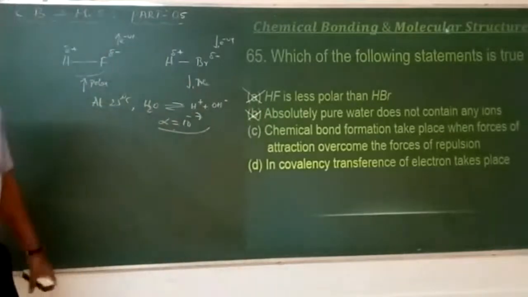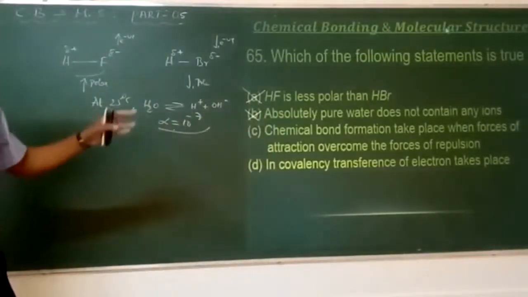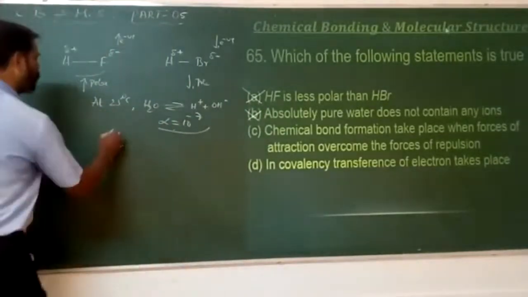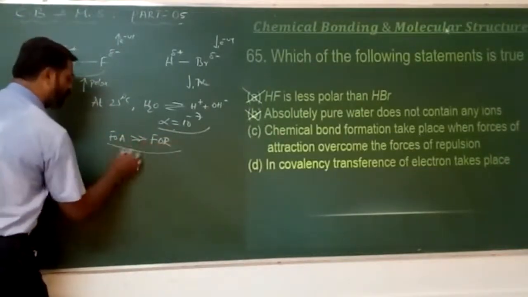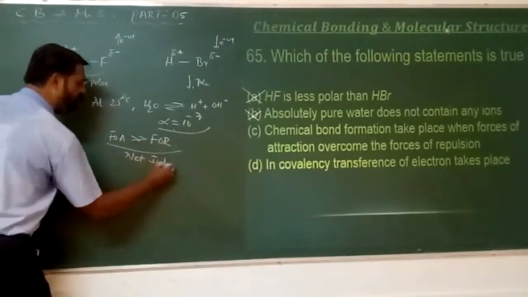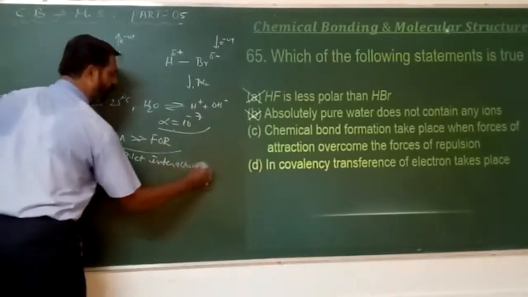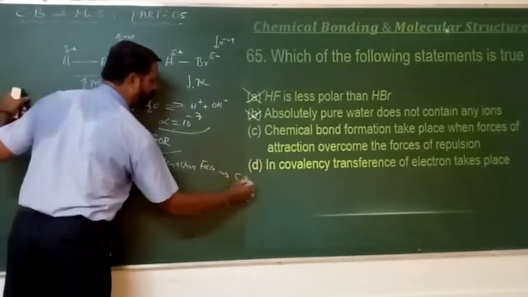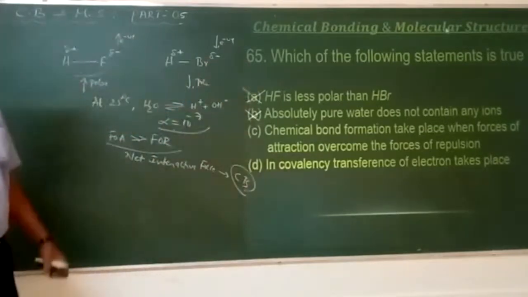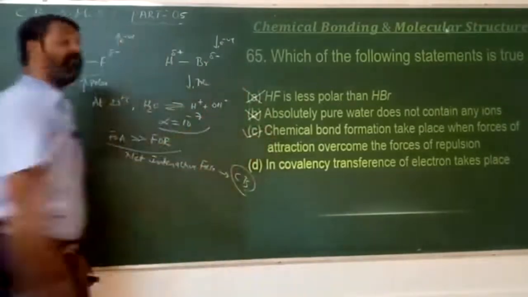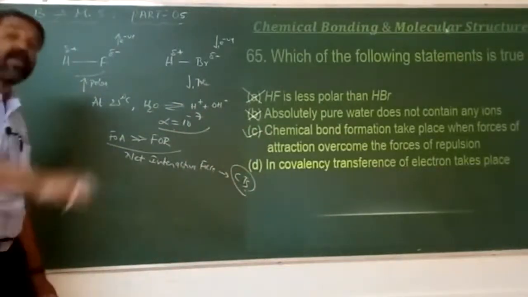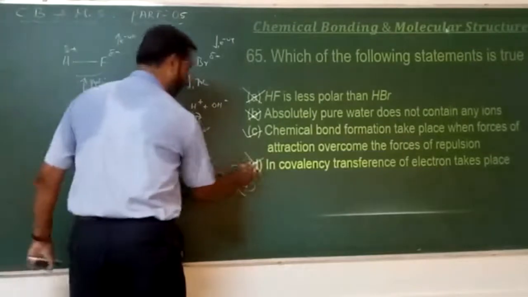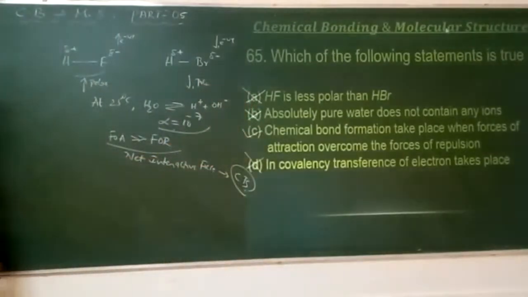Chemical bond formation takes place when the force of attraction is dominating over the force of repulsion. This is called the net interactive force, and that net interactive force results in the formation of a chemical bond. So this option is correct. In covalency, there is a transfer of electrons. Covalent means it is the sharing of electrons, but not the transfer. Therefore, C is the correct option for that 65th MCQ.